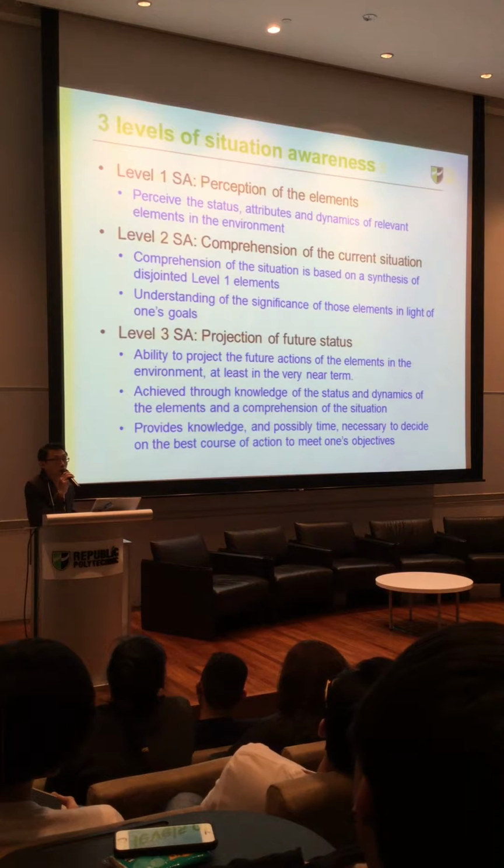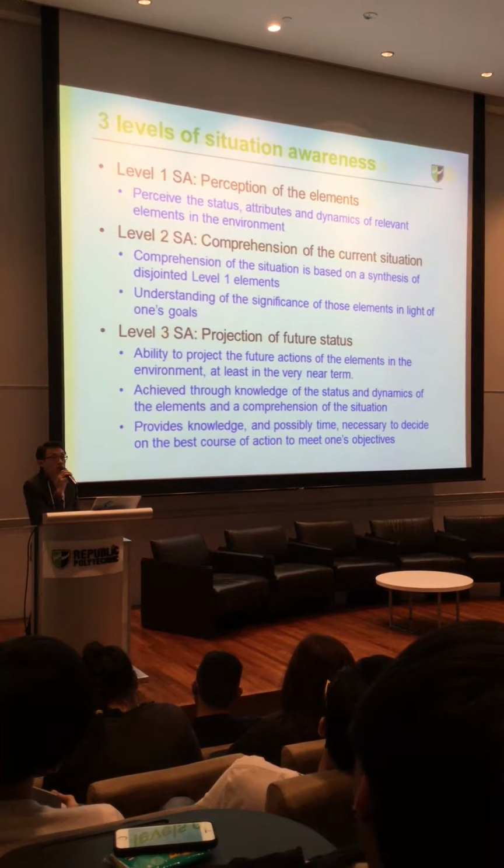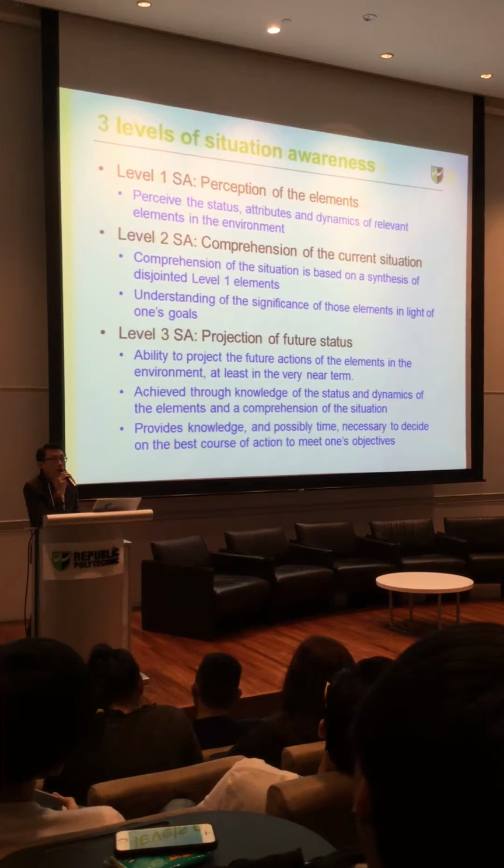What are the 3 levels? How I teach my class, the first level is only the perception of the elements. What do I mean? This is only to take in the things that are happening around you: sight, smell, touch, feel, taking in all this information around you. So that's level 1.